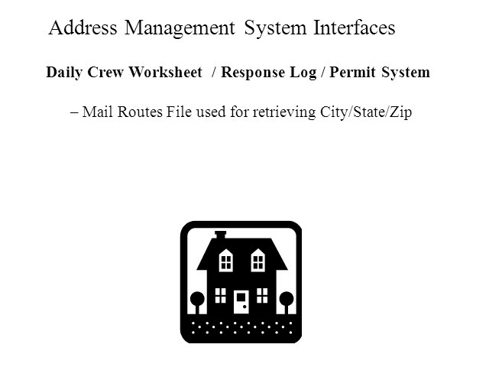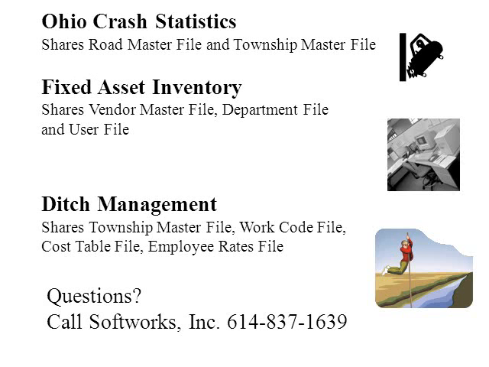The Mail Routes file created in the Address Management System is shared by several public government software systems for quickly retrieving city-state zip records. The public government software systems can all be run standalone. When implementing multiple systems, the shared data among modules makes startup on new modules much faster.